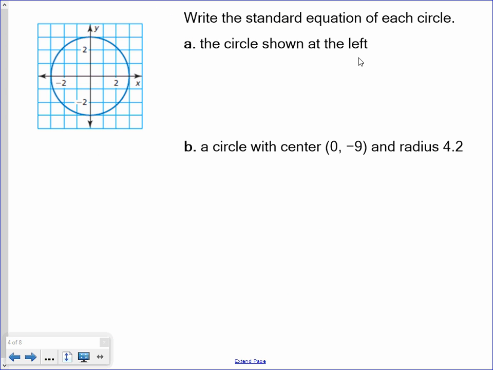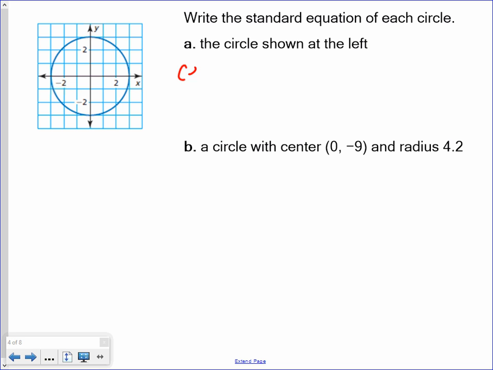Okay. So if we are being asked to write the equation of this circle, you can't see anything. Okay, hold on. Unfreeze. There we go. You will have to know the center and you have to know the radius.